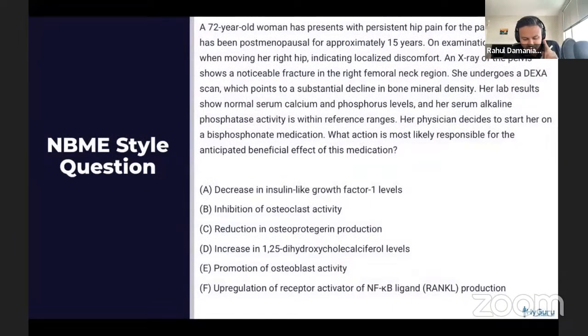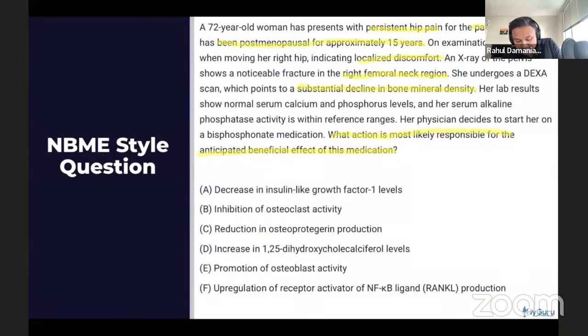So first start with the STEM. What action is most likely responsible for the anticipated beneficial effect of this medication? A 72-year-old woman presents with persistent hip pain for the past 2 weeks. She has been postmenopausal for approximately 15 years. On examination, she winces when moving her right hip, indicating localized discomfort. An X-ray of the pelvis shows a noticeable fracture in the right femoral neck region. She undergoes a DEXA scan, which shows a substantial decline in bone mineral density.